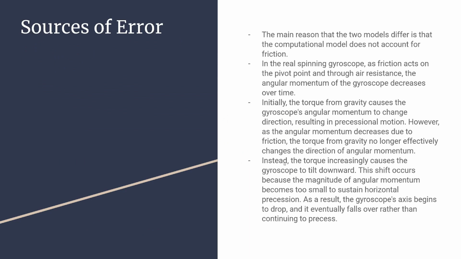for friction, and in the real spinning gyroscope, friction acts on the pivot point and through air resistance, so the angular momentum of the gyroscope decreases over time. Initially, the torque from gravity causes the gyroscope's angular momentum to change direction, resulting in precessional motion. However, as angular momentum decreases due to friction, the torque from gravity no longer effectively changes the direction of angular momentum. Instead, the torque increasingly causes the gyroscope to tilt downward. This shift occurs because the magnitude of angular momentum becomes too small to sustain horizontal precession. As a result, the gyroscope's axis begins to drop and eventually falls over rather than continuing to precess.